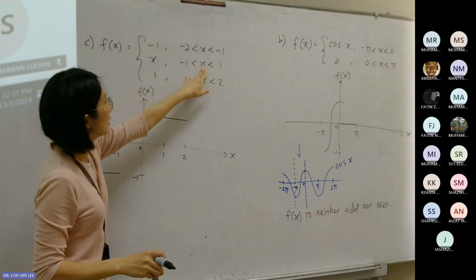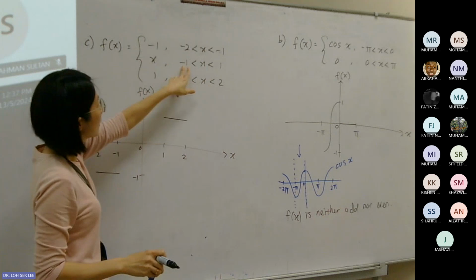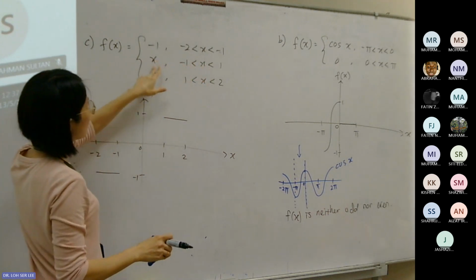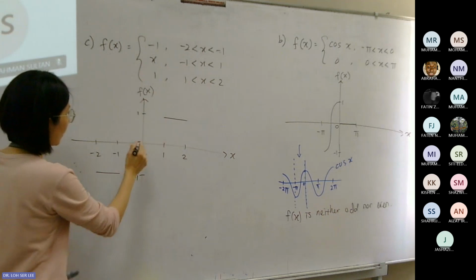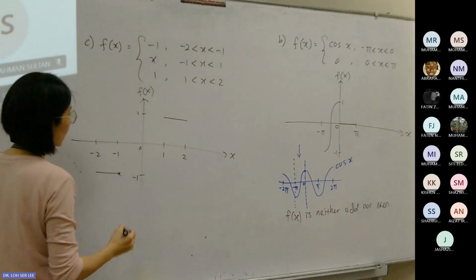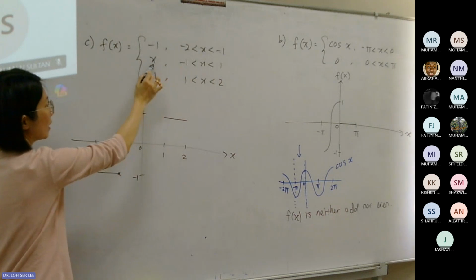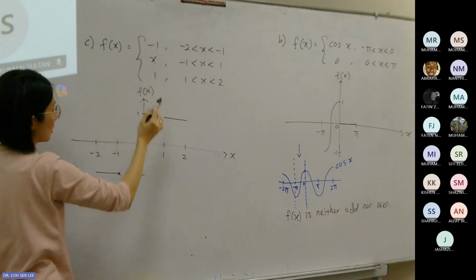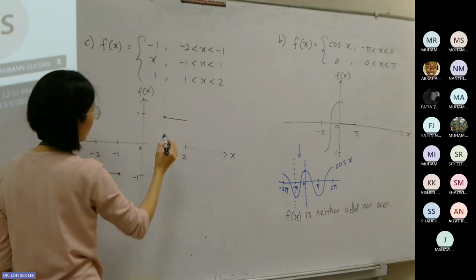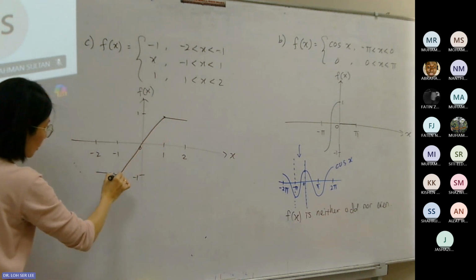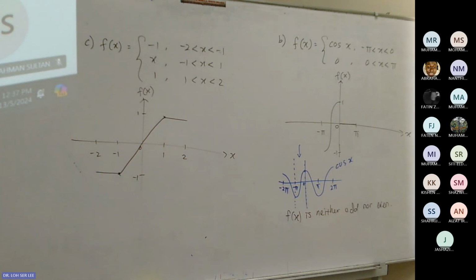You can substitute x equals negative one. When x is negative one, this is negative one. So negative one, this is the point. When x is one, this is also one. So the point is (1, 1). When you connect these two points by one straight line, that is the x.